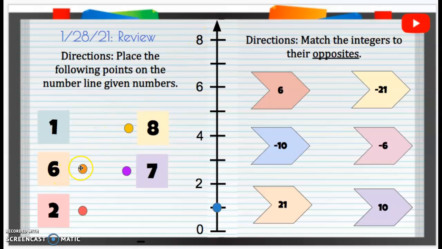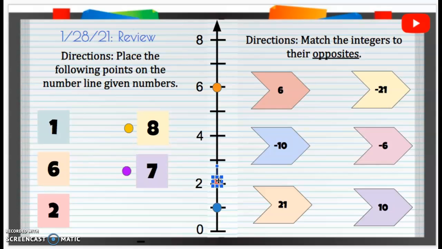All right, let's take a look at 6. All right, that's a positive 6, so we're going to go up to positive 6. There's that 6. How about 2? We're going to go up to positive 2. So we're going to take this number, we're going to drag it up, positive 2, or plus 2, away from 0.